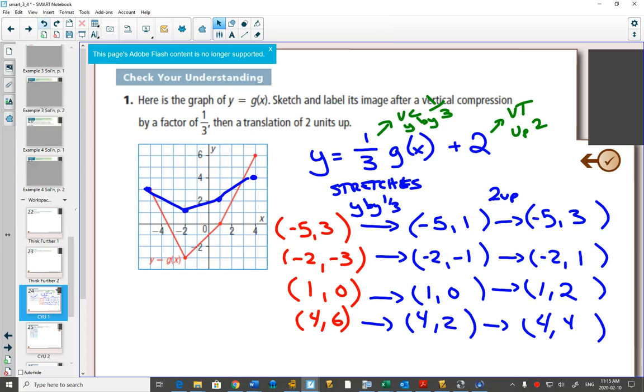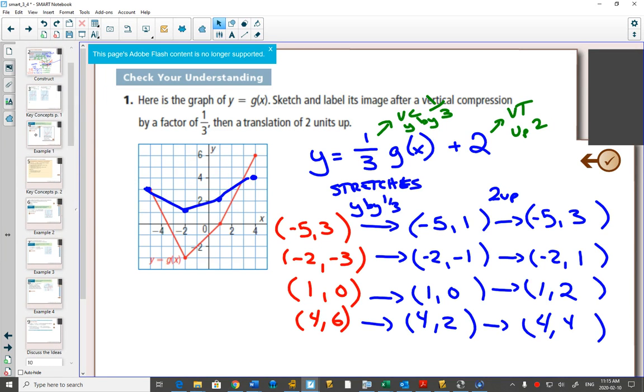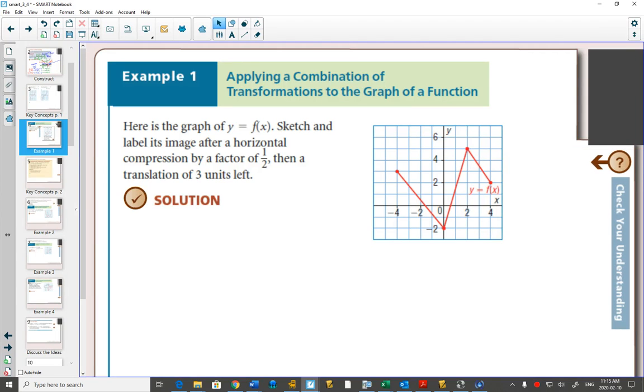Now, there's something important that I want to show you on the example in the textbook as well. So we're going to go back to this one. We're not going to do it completely, but with horizontal compressions and translations, if I wrote this out, there's 2 different ways that you could think about writing it. One of them is right, one of them is wrong. And this only happens with horizontal stretches and translations. So here we have a horizontal compression by a factor of 1/2, then 3 units to the left.